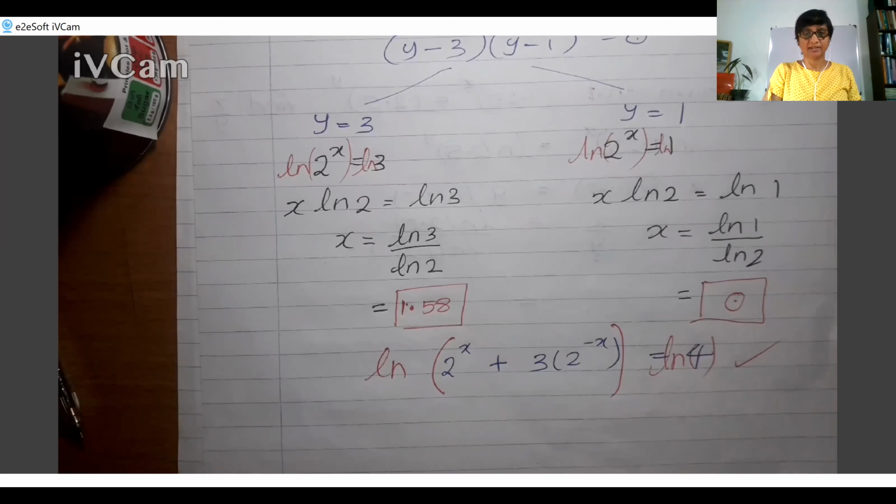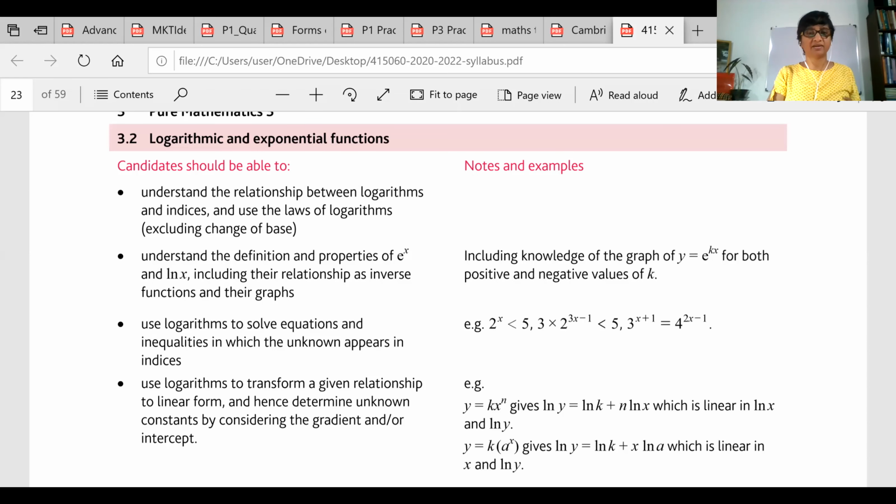Right. Okay, now let's quickly start that last topic in logarithms. Let me quickly show you this. I want you to keep an eye on the content in the syllabus. Some more inequalities like this I will give for homework today, right now, otherwise I forget.